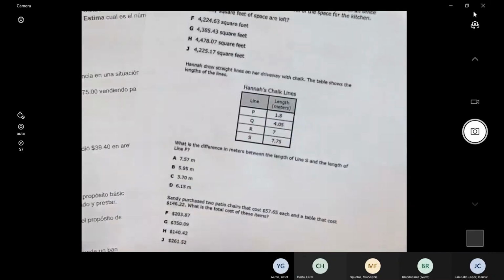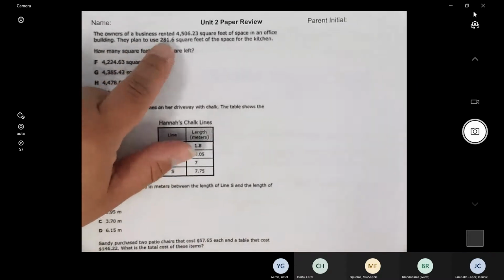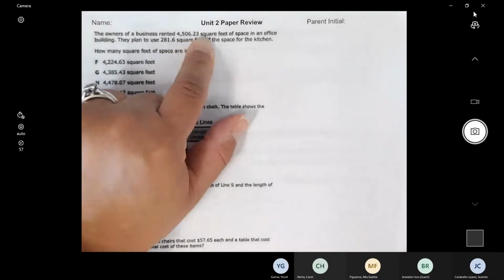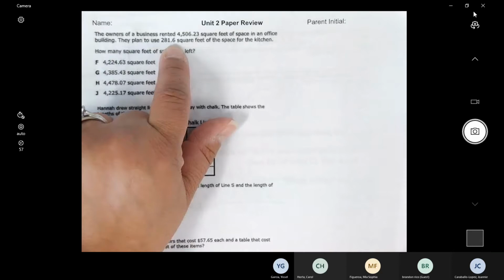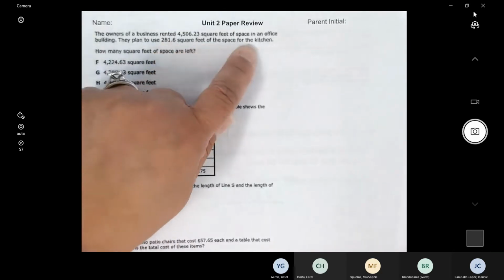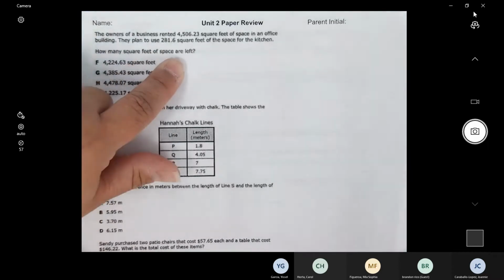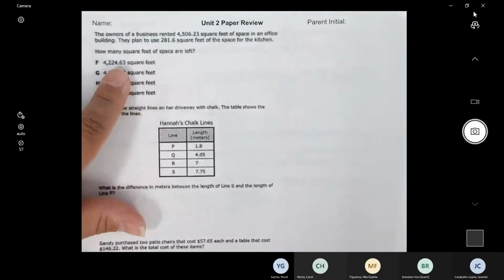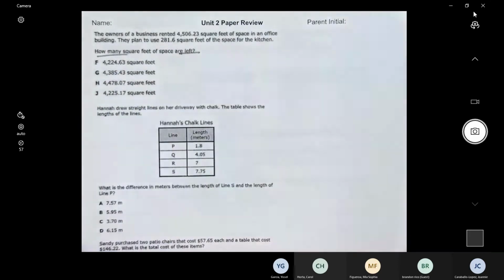All right, let's look at the back. So the back says the owners of a business rented 4,506.23 square feet of space in an office building. They plan to use 281.6 square feet of the space for the kitchen. How many square feet of space are left? What's my keyword here? How many are left? So what do you think we have to do?